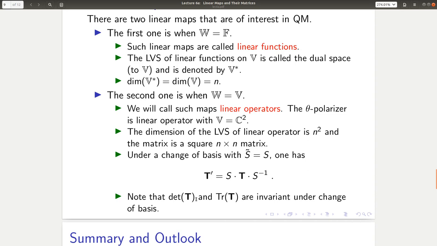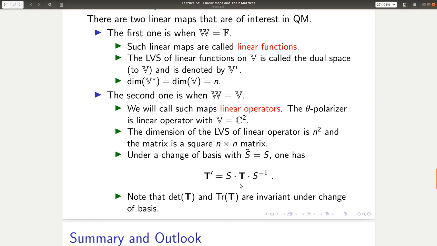So let's do that. Let's look at the determinant of T prime. That's the determinant of S T S inverse. The determinant of a product of three matrices is the product of the determinants of the individual matrices. But the determinant of S and the determinant of S inverse are inverses of each other, so they cancel. So we can see that the determinant of T prime is equal to the determinant of T.